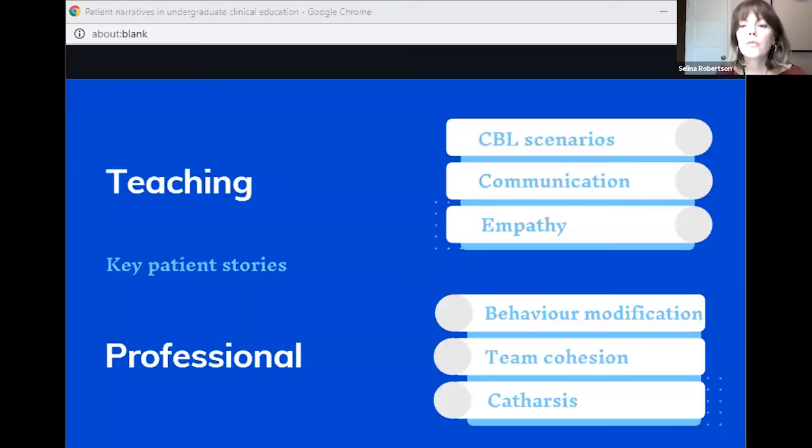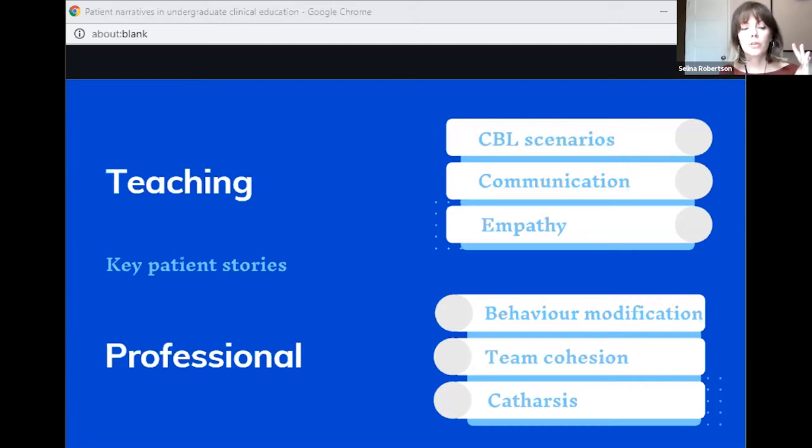So this is just an overview of the applications for patient narratives as I found them in the study. So for teaching, we've already sort of touched on this. So we've got forming the basis for case-based scenarios, and empathy again is coming up as a very big one, and communication skills. Professionally, they were seen as a trigger for behaviour modification, creating a sense of team cohesion and catharsis.